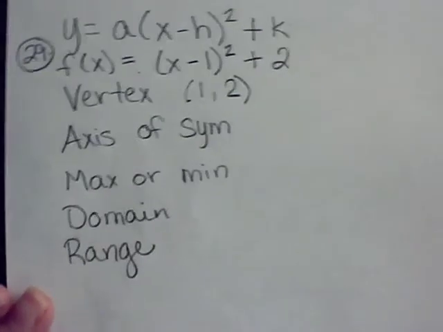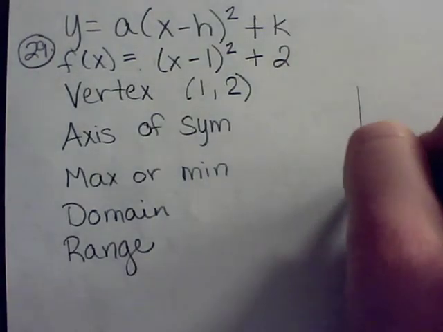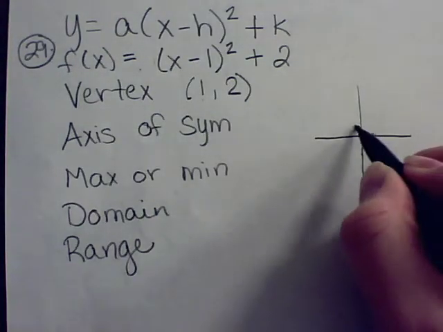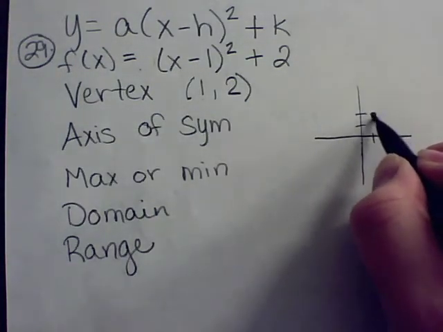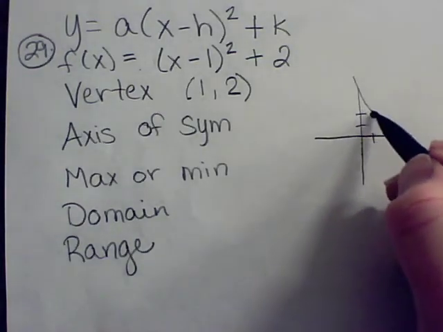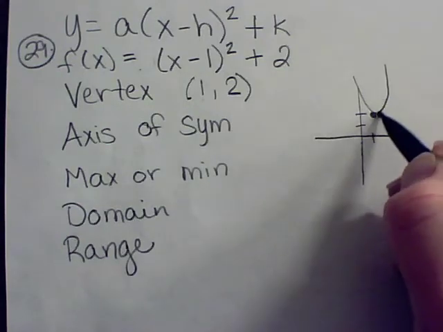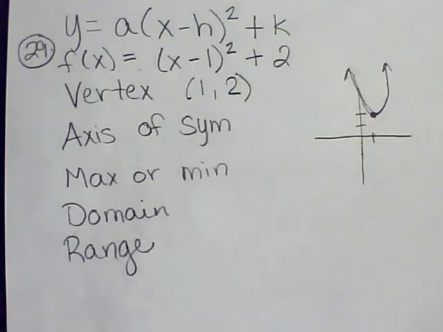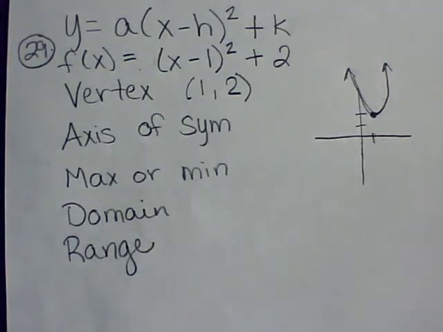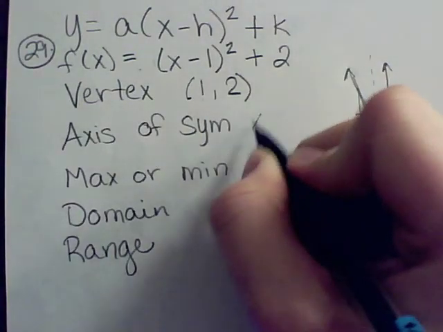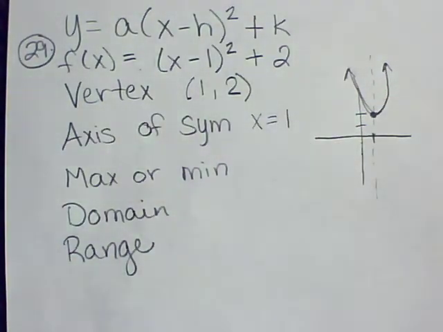Remember, if I were to look at this as a graph, and we decided that the vertex is x is 1, y is 2, so it's going to be right here. We know it's opening up, so it's going to look like this. Where is the axis of symmetry? X is 1. Remember to write it as x equals 1.